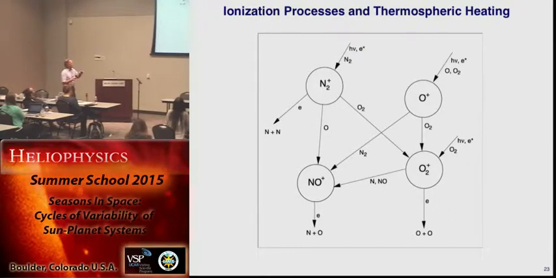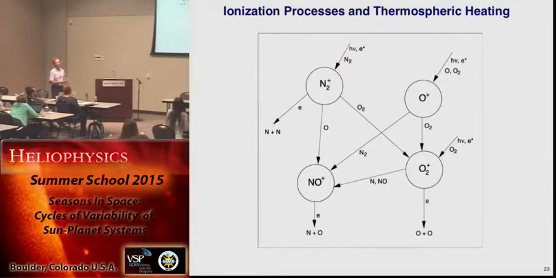This is a little complicated diagram, but it's actually vastly oversimplified. This shows the main ions and the main chemical reactions. You have ionization pouring into the atmosphere. It hits N2, O2, and O, and makes N2 plus, O plus, and O2 plus. That sets into motion a chain of chemistry. The N2 plus falls apart into N and N when it encounters an electron. It's called dissociative recombination. And it also reacts with O and O2. So there are many ways to lose N2 plus.